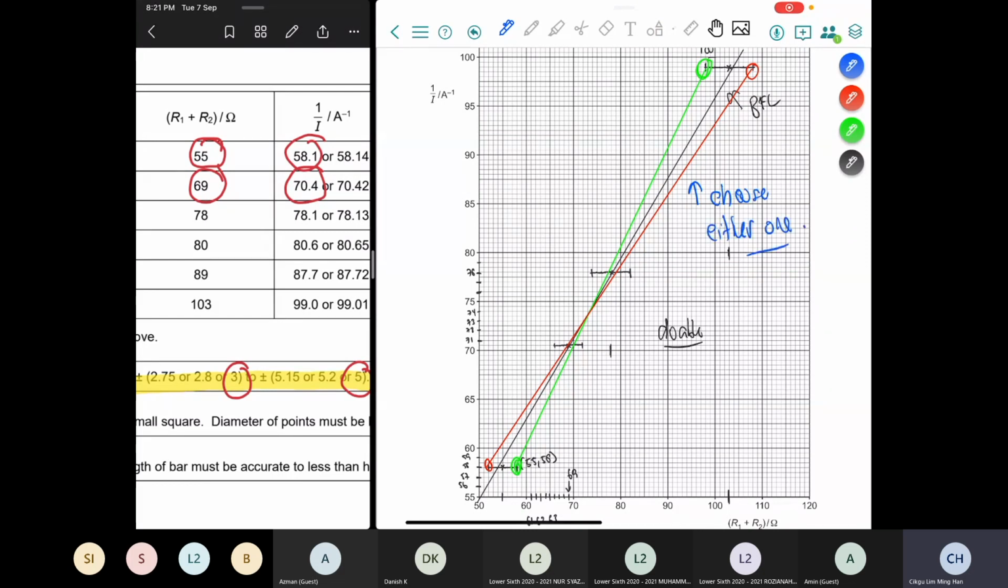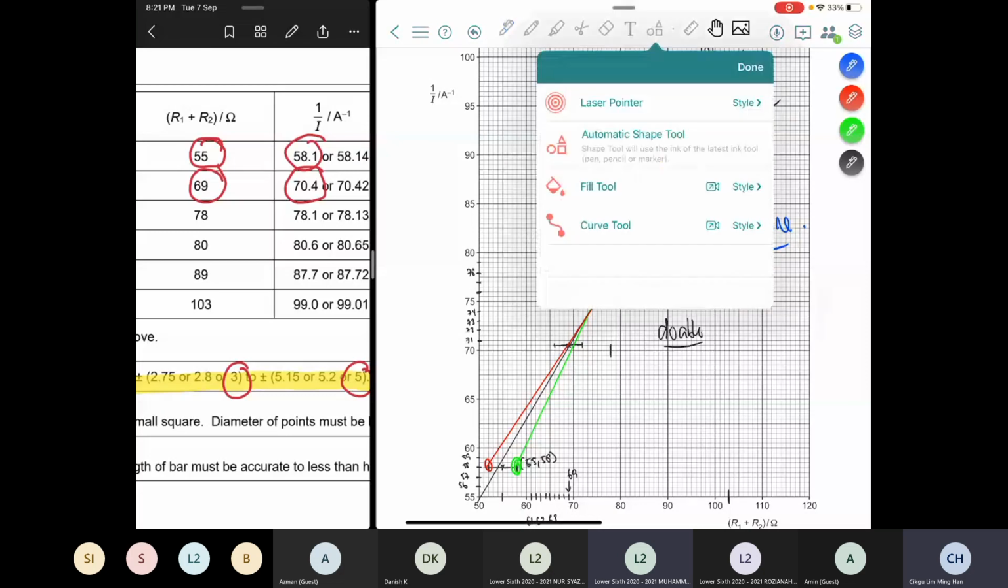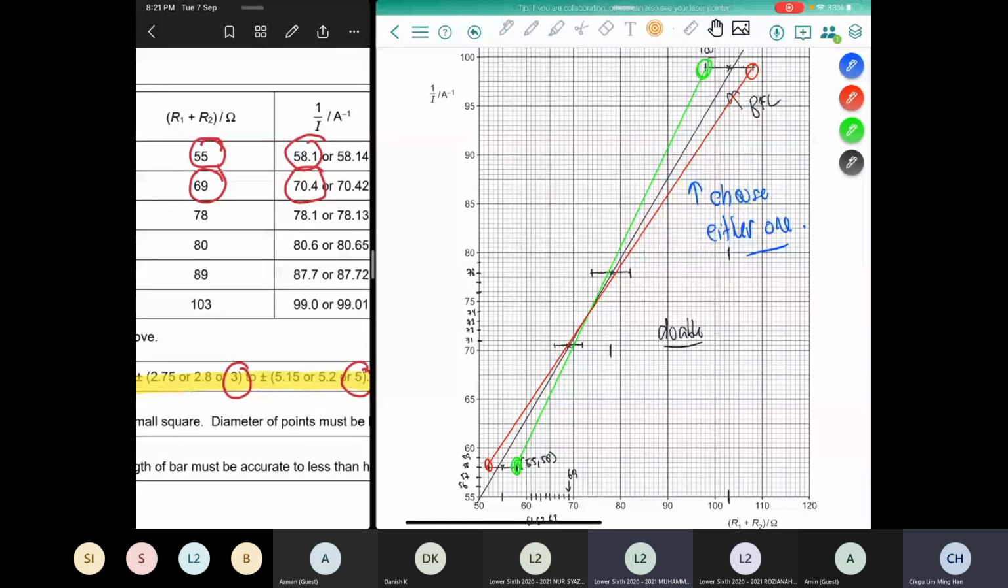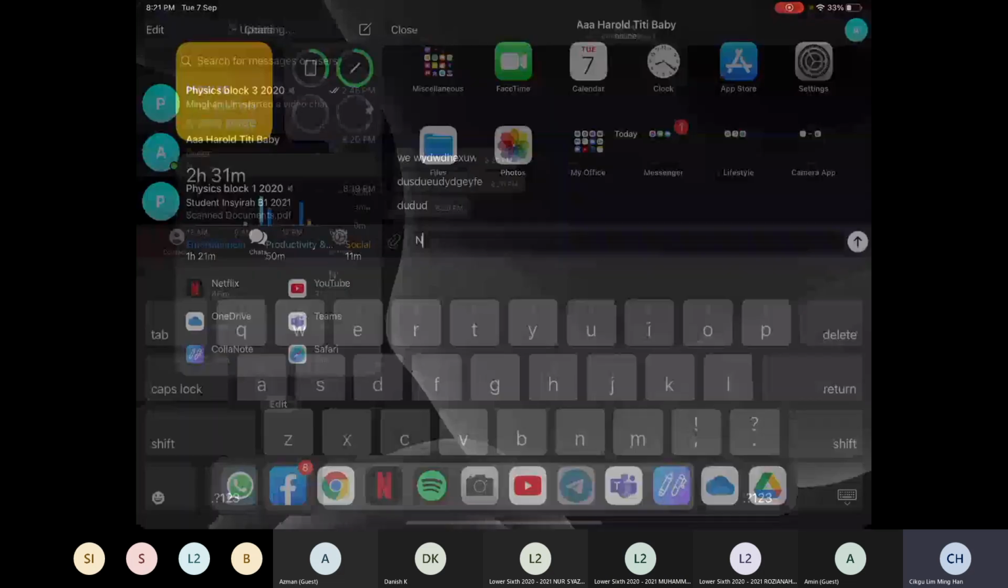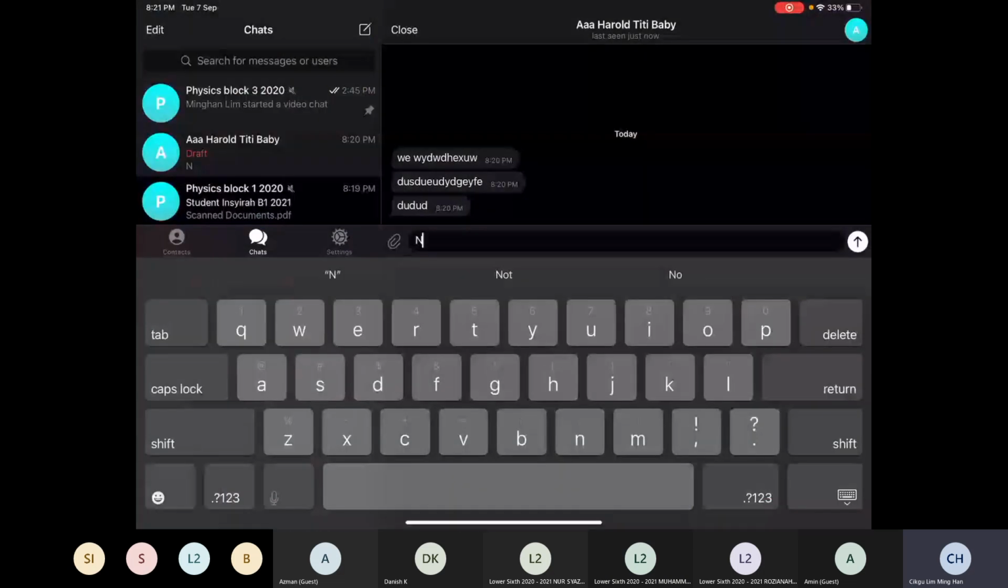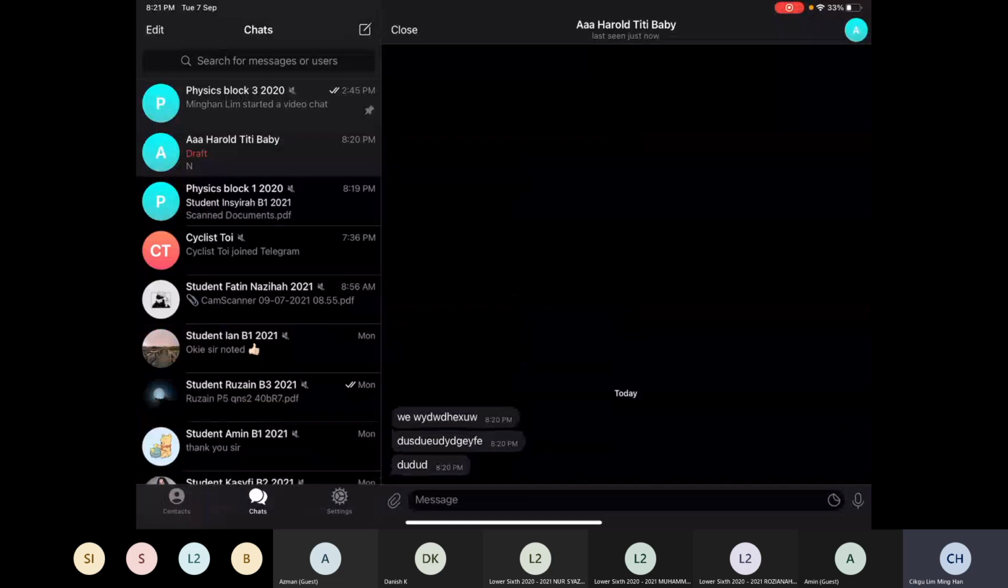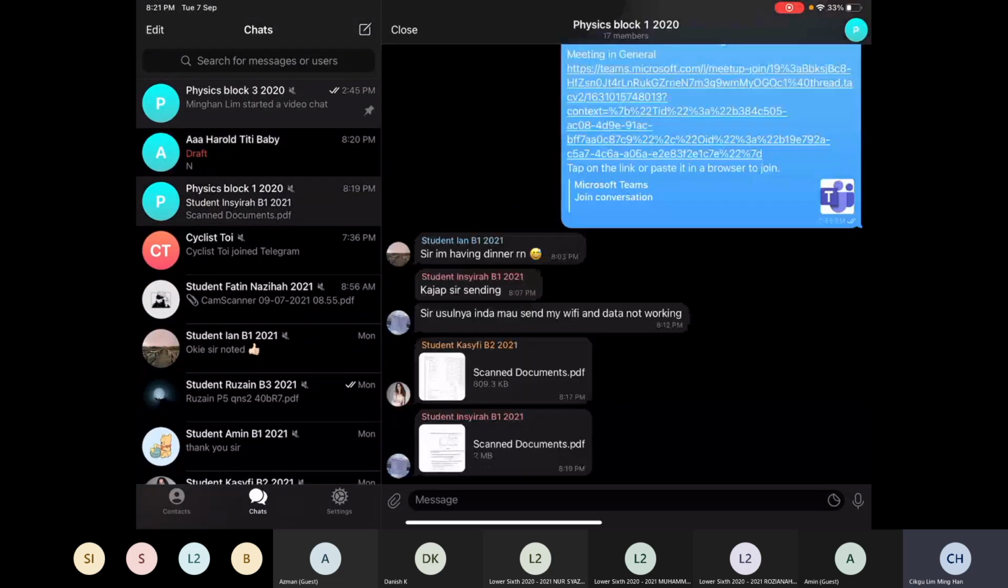Either one. Kashfi, siap sudah Kashfi? Belum? Sudah sir. Tadi dah. Okay, thank you. Ada, so we can use Insyirah's. Okay, thank you. So we come back here. Insyirah and Kashfi, so I download both lah.